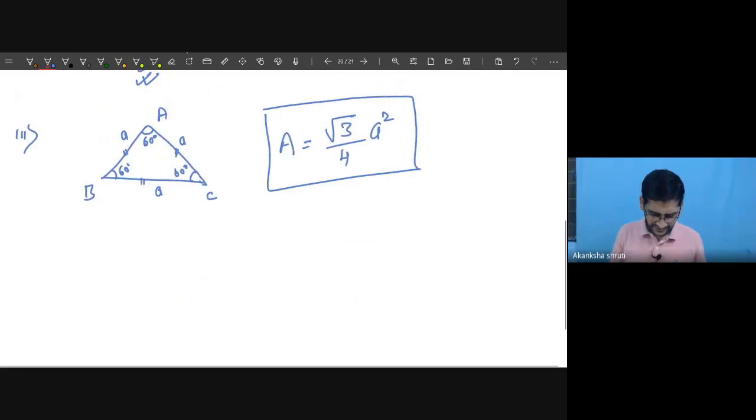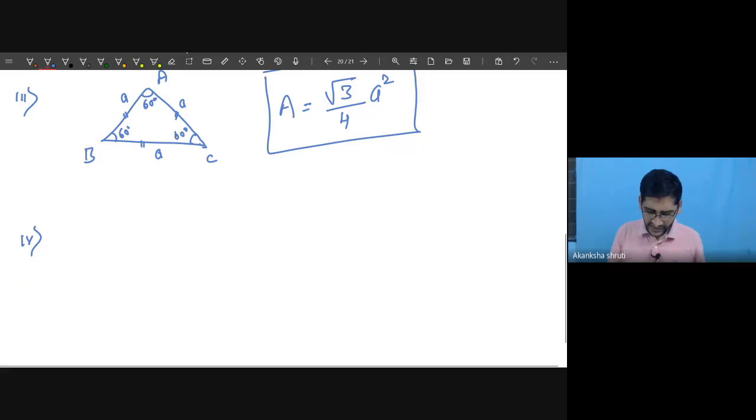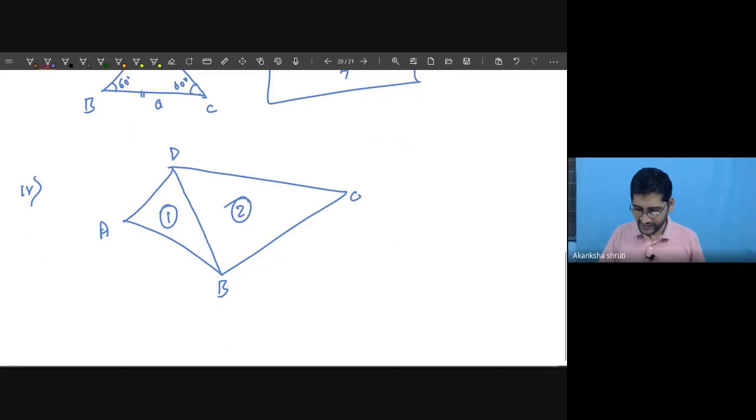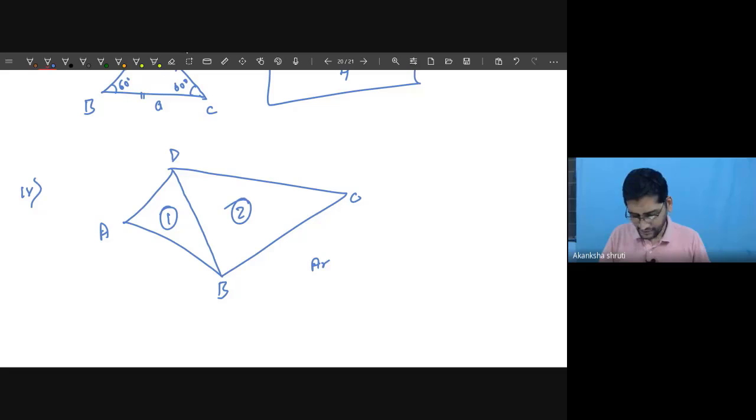The fourth thing: if we are given the quadrilateral ABCD, and we know any of the diagonals, divide it into two triangles, which need not be equal in area. Then the area of quadrilateral ABCD is equal to the area of triangle 1 plus the area of triangle 2. Okay, so this is the relation.